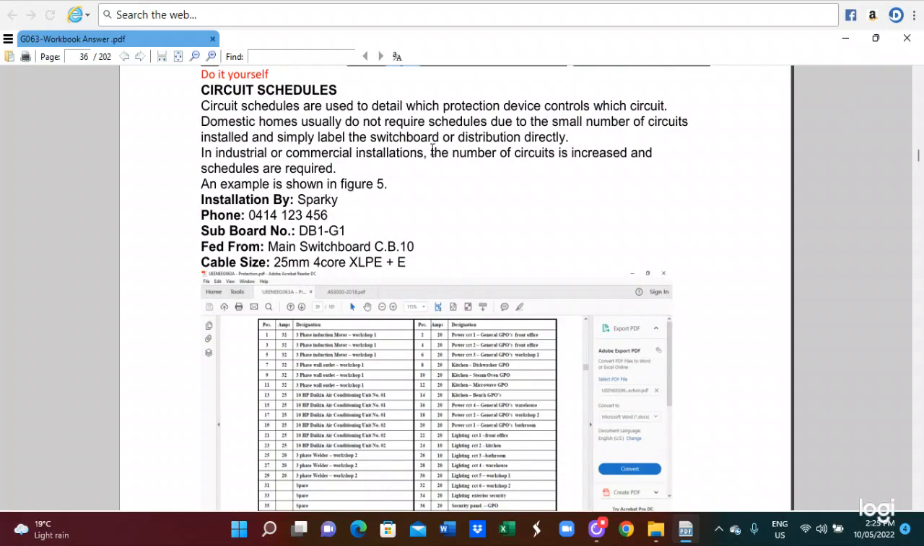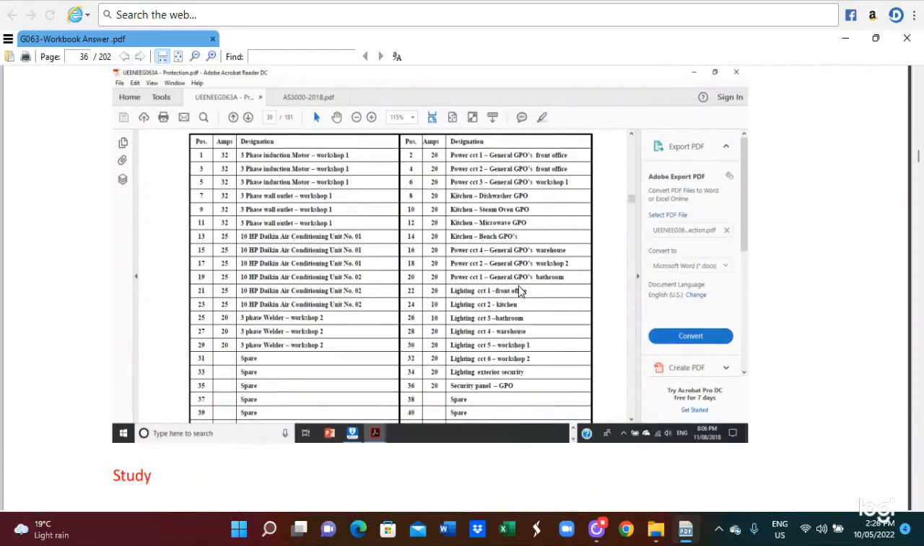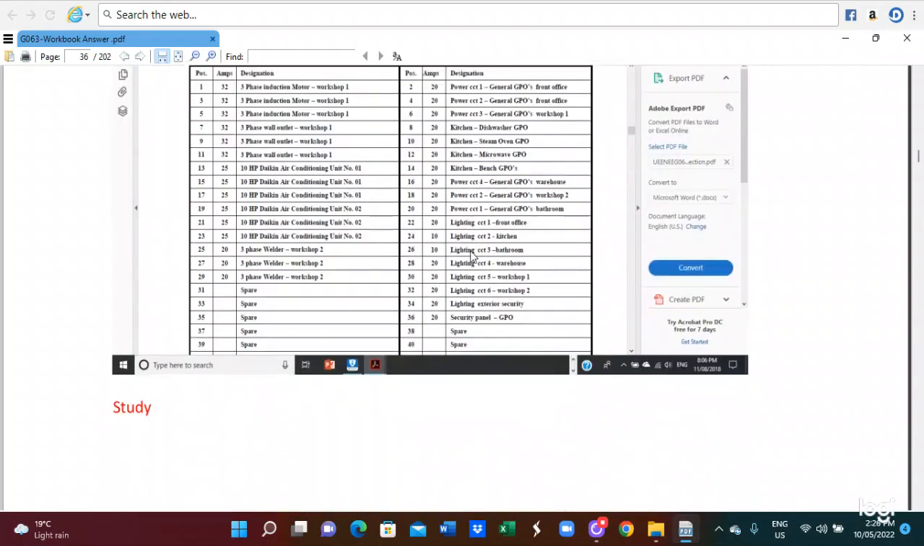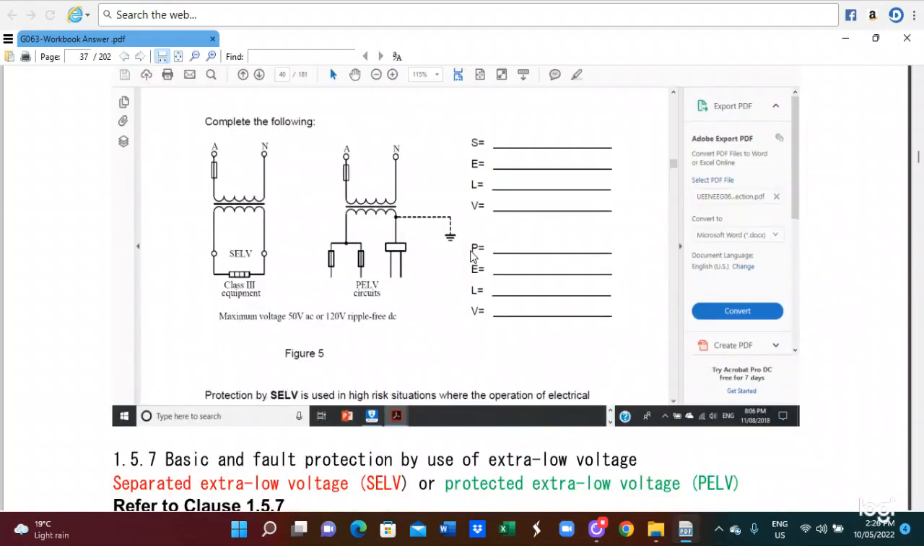Circuit schedules are used to detail the protection device control of a circuit. A domestic home usually does not require a schedule due to the small number of circuits installed, and assemblies are labeled on the switchboard or the distribution diagram. In industrial and commercial installations, the number of circuits increases and schedules are required. So this is the cable schedule diagram, with the kind of cable and part number, and the description of the cables. Those things have to be utilized. So schedules are utilized for industrial. Here we also have to complete this diagram like this.